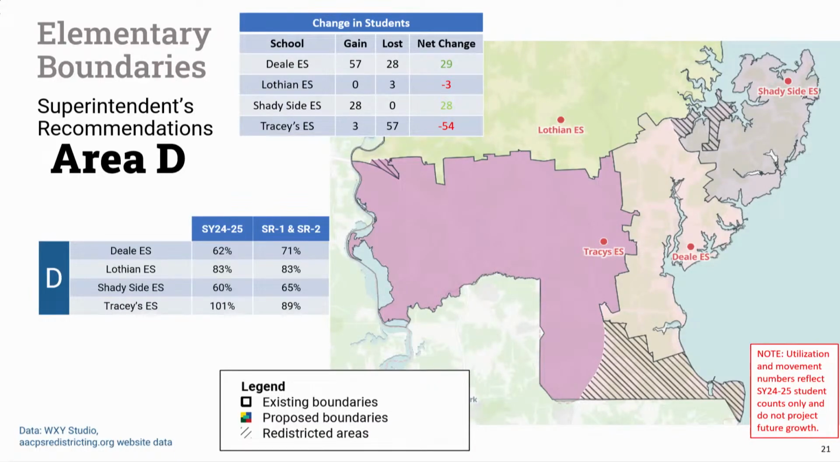In the Southern cluster, Area D, for SR1 and SR2, Deal Elementary School has a net change of 29 students, gaining 57 students from Tracy's Elementary and moving 28 students to Shadyside Elementary. Tracy's Elementary has a net reduction of 54 students to balance utilization from 101% to 89%. Of those moves, 3 students are moved from Lothian to Tracy's, and 57 students are moved from Tracy's to Deal Elementary.